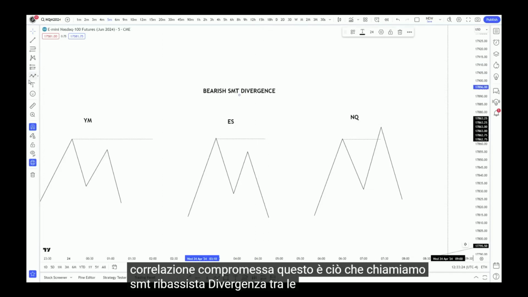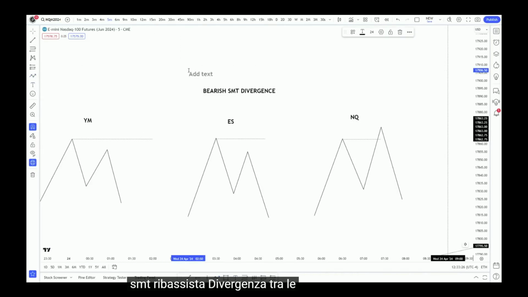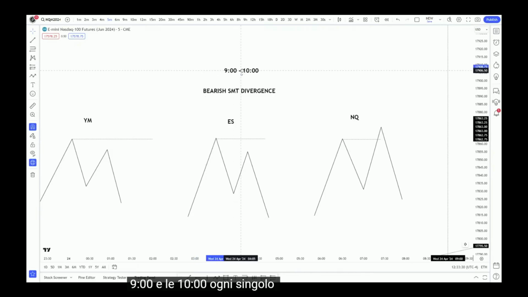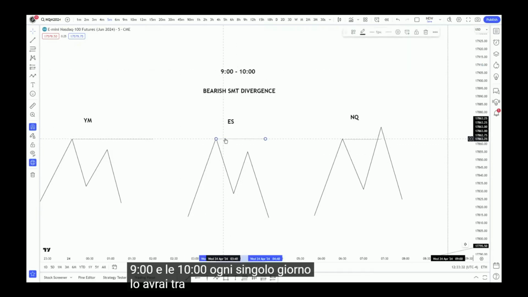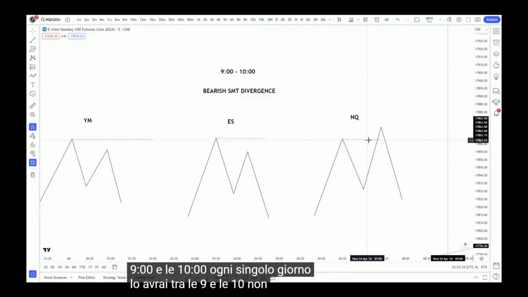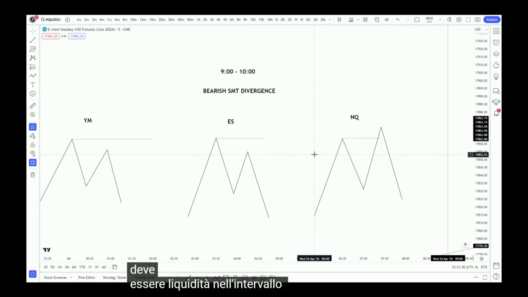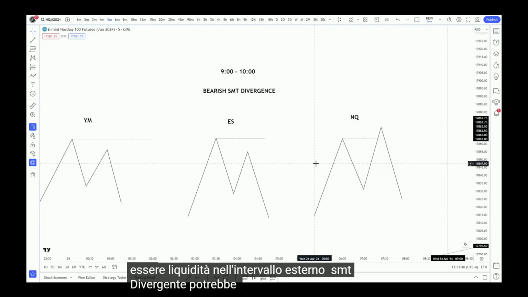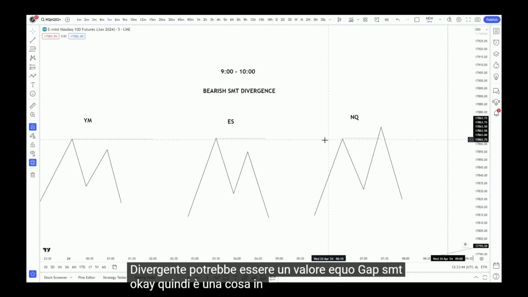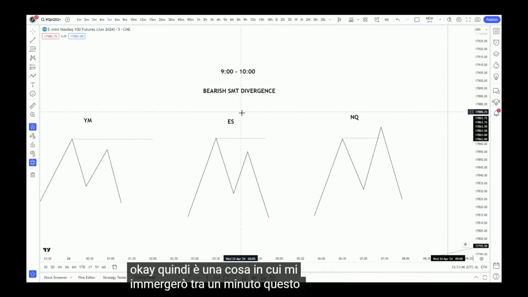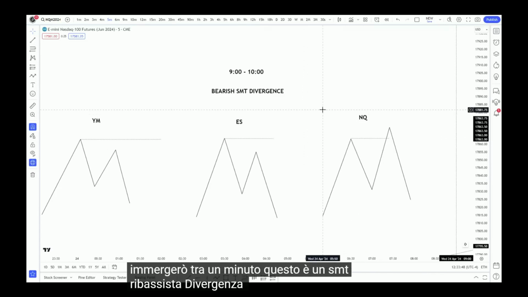Between the time of 9 o'clock to 10 o'clock, every single day, you will have this between 9 to 10 o'clock. It does not have to be external range liquidity SMT divergence. It could be fair value gap SMT. Okay, so that's a thing, which I'll be diving into in a minute. This is a bearish SMT divergence.